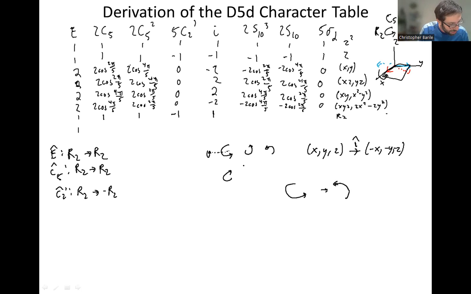The next one is an S10, 3 times, as it turns out. It doesn't really matter too much, but remember that it is equal to a C10 3 times followed by sigma H 3 times. Of course, if you do sigma H 3 times, we've been over this a bunch in these derivations, that's just equal to doing it 1 time. But a C10 3 times, we already determined rotations across the z-axis don't do anything. So at this point, all we're doing is a flip.